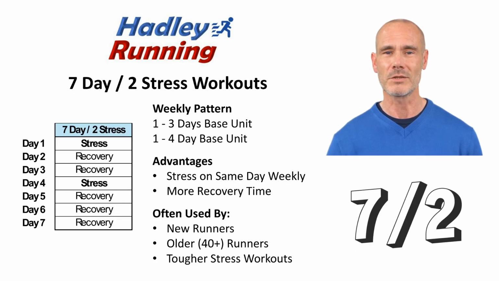The 7-day, 2 stress workout microcycle is made up of one 3-day and one 4-day base unit. Many runners like this as their stress workouts fall on the same day each week. Additionally, it offers recovery time on the longer end of the spectrum.